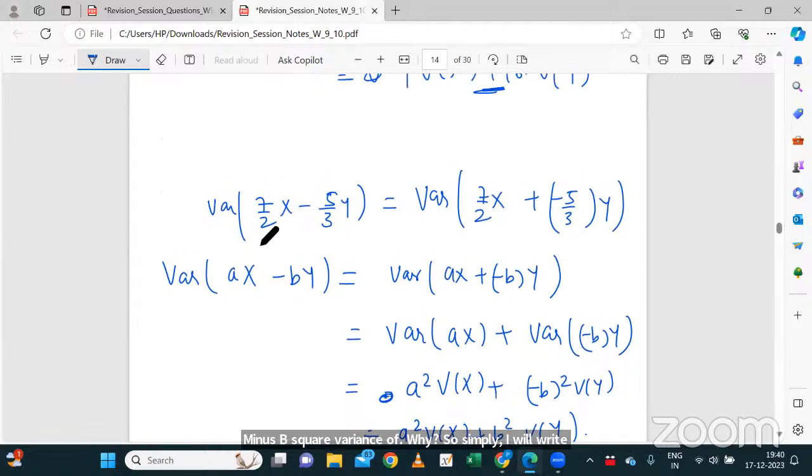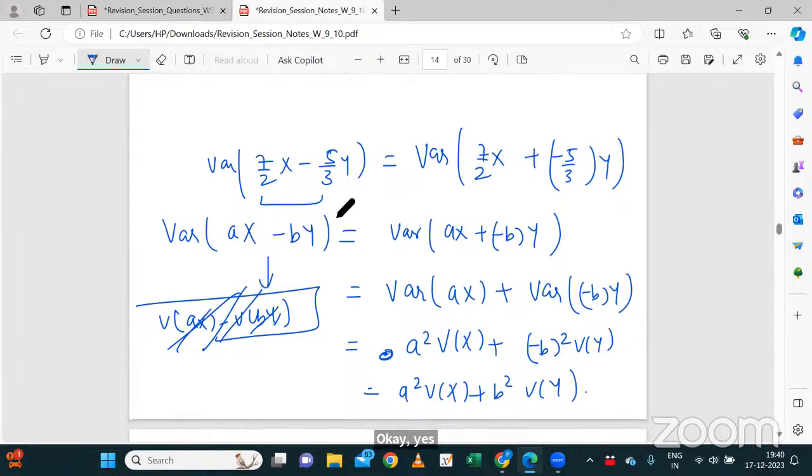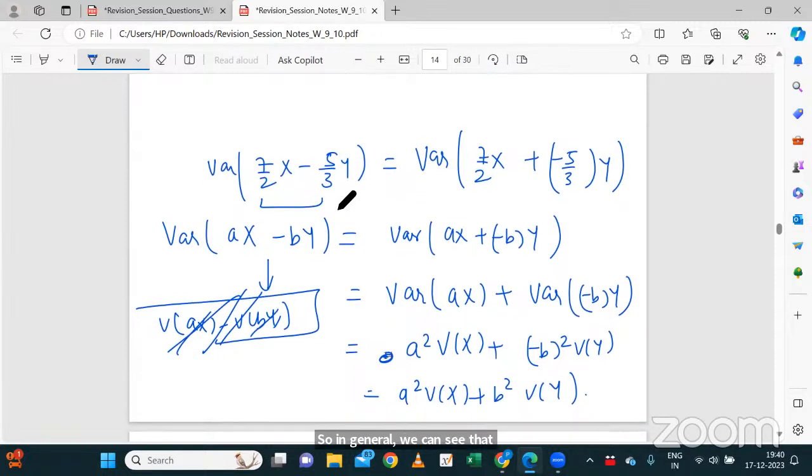So be clear with these minor mistakes. In the exam, we may write variance of ax minus variance of by, but this is not true. We have to take care. Sir, x is a random variable, so it has some variance which will always be positive. Similarly, y's variance will also always be positive. So if we subtract or add both of them, the variance should be positive. Correct, variance cannot be negative.